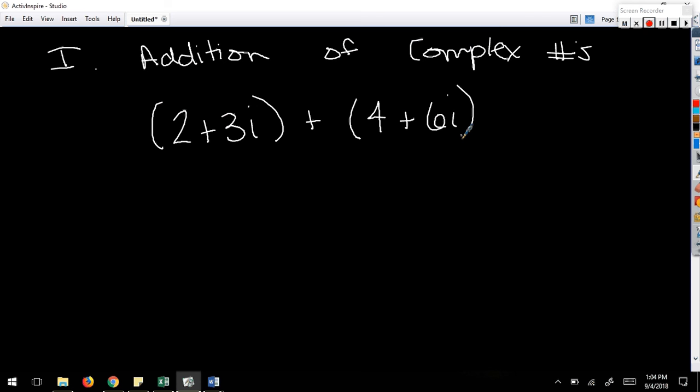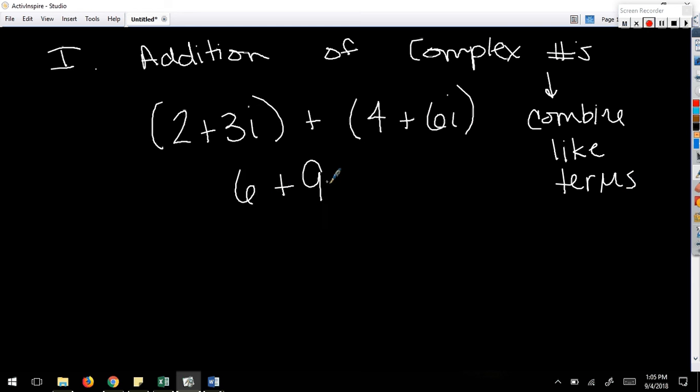If I want to add these two, you acted like that was a hard task. If I add these two, what do you think I might do? That's exactly right. I'm adding complex numbers. So I just combine the terms that are the same. I combine the real number part. So it'd be 6 plus 9i.